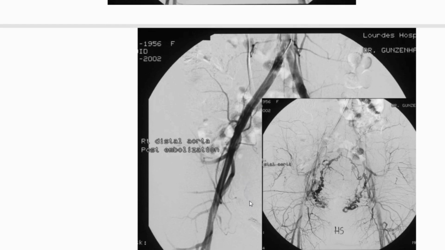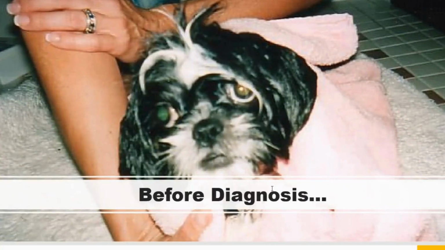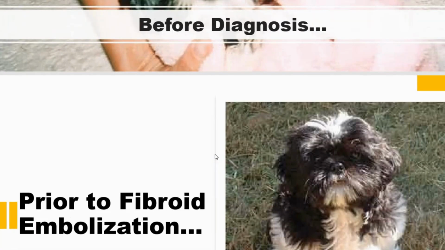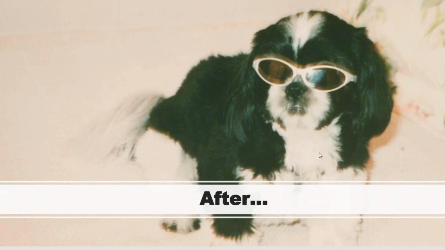This is how patients usually look prior to embolization, kind of disheveled and unhappy. This is how they look when they're getting ready for embolization. And this is how they look after embolization. They look happy, they look chic, and they're ready to go.